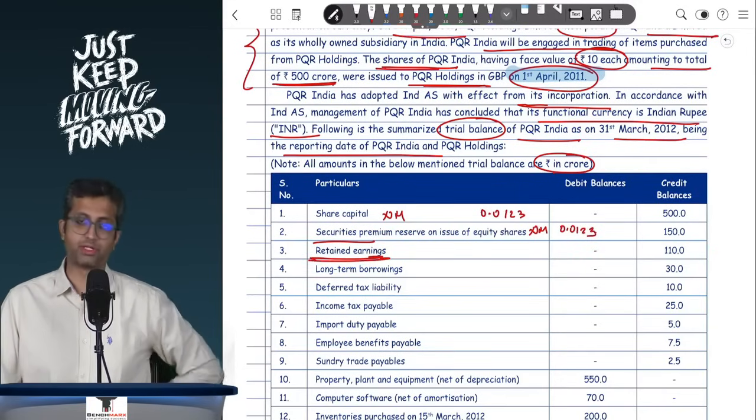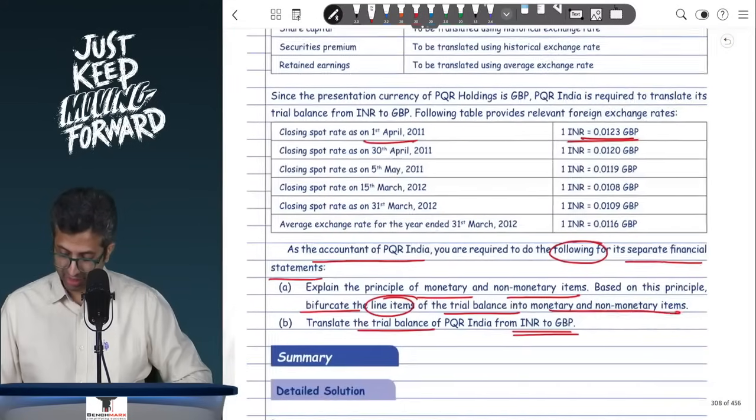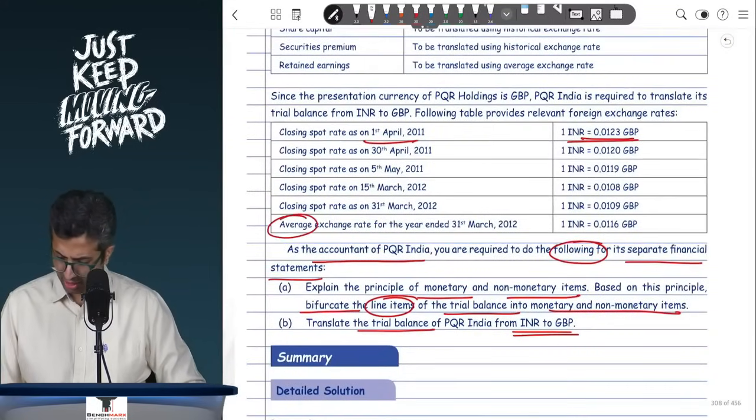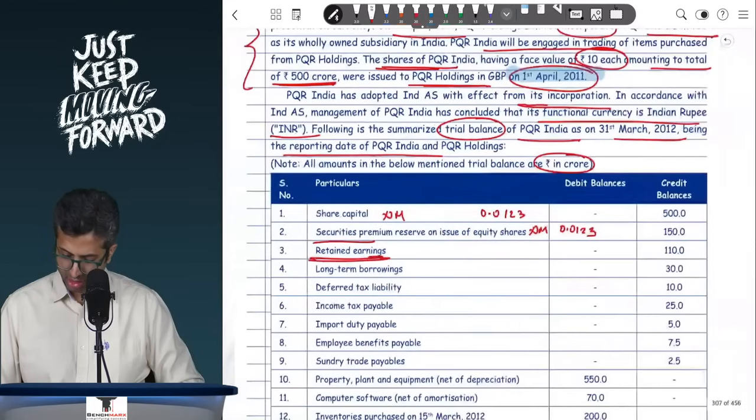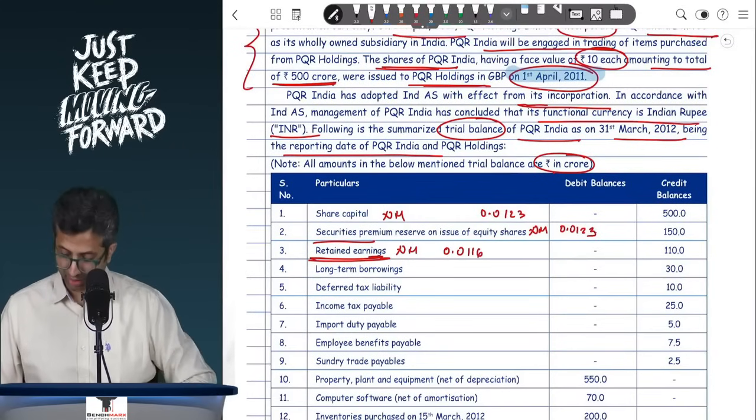Retained earnings. This is the first year of the company, so this will be converted at the average rate. If I go to see, the average rate is 0.0116. Again, this is non-monetary. It is not a contractually fixed or determinable amount of cash.